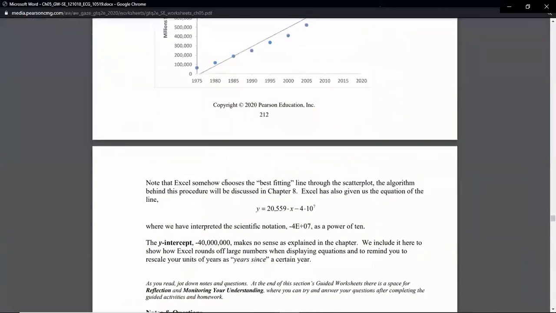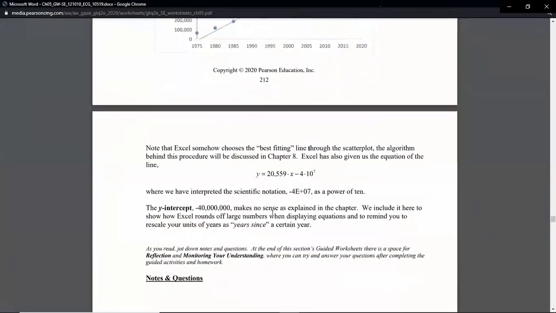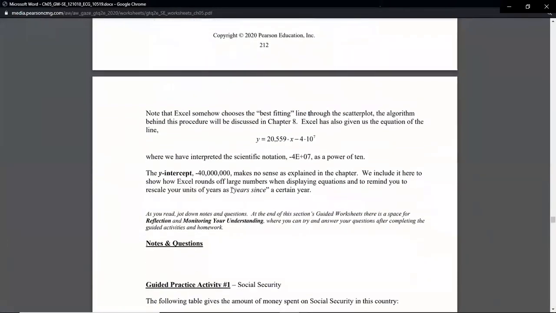So Excel somehow chooses this best fitting line, the line of best fit that I mentioned, and they say that we'll talk about it in chapter 8, although we actually won't. So Excel manages to come up with this equation, and I showed you how to get this equation last time. So if you don't remember how to put that in an Excel chart, then go back and watch last class's video. That's the beauty of these recordings. I don't have to always repeat myself.